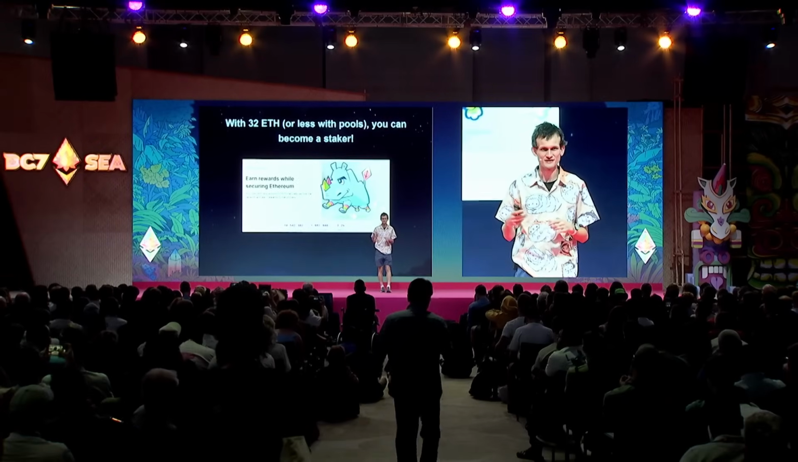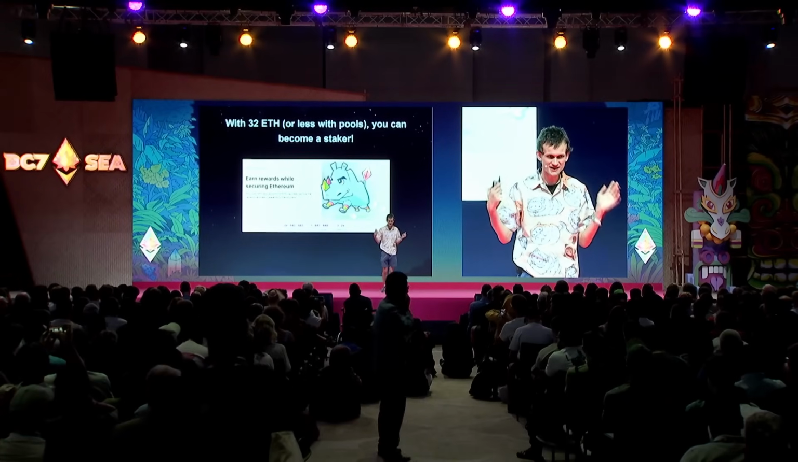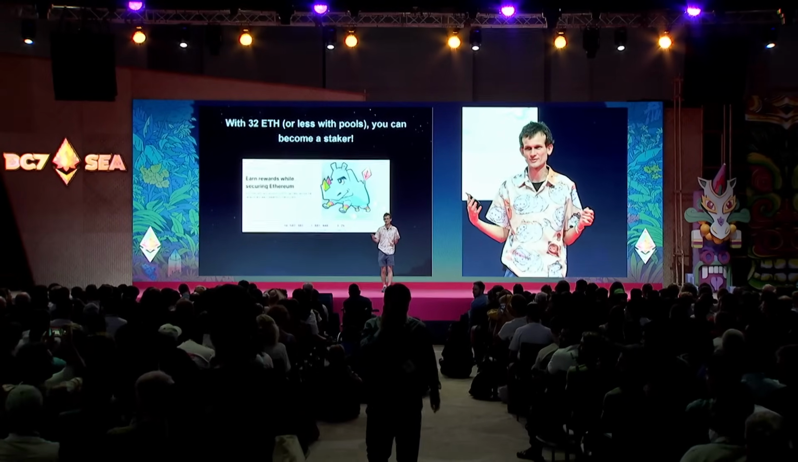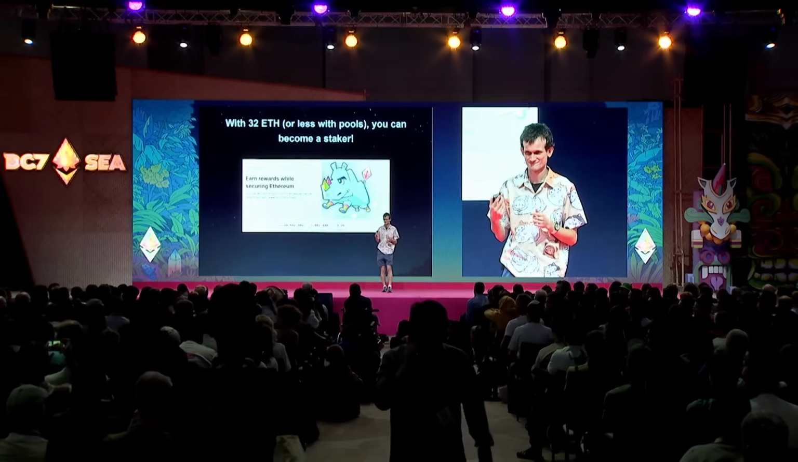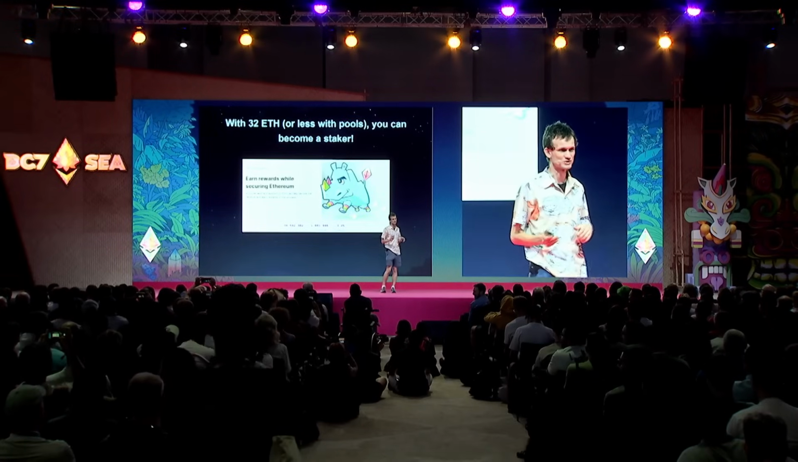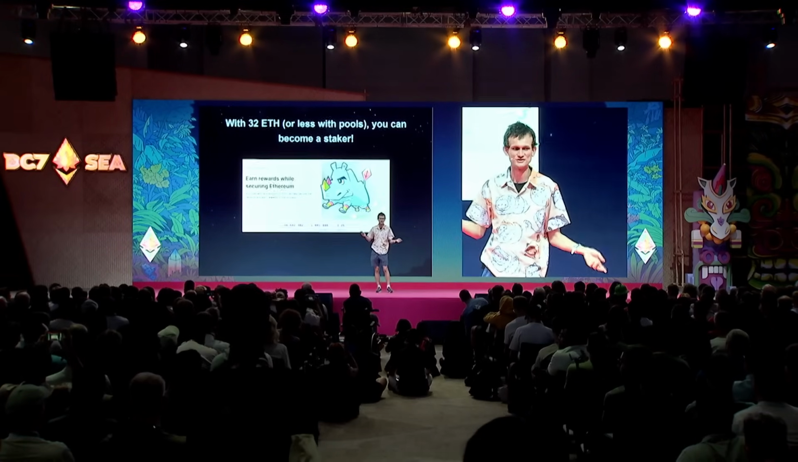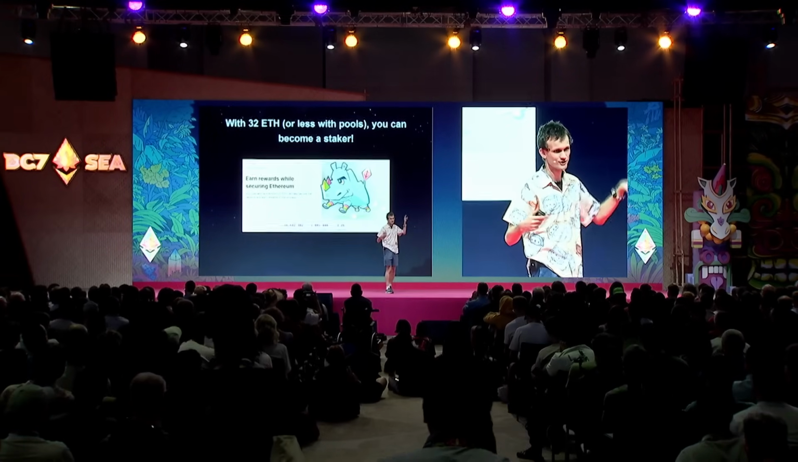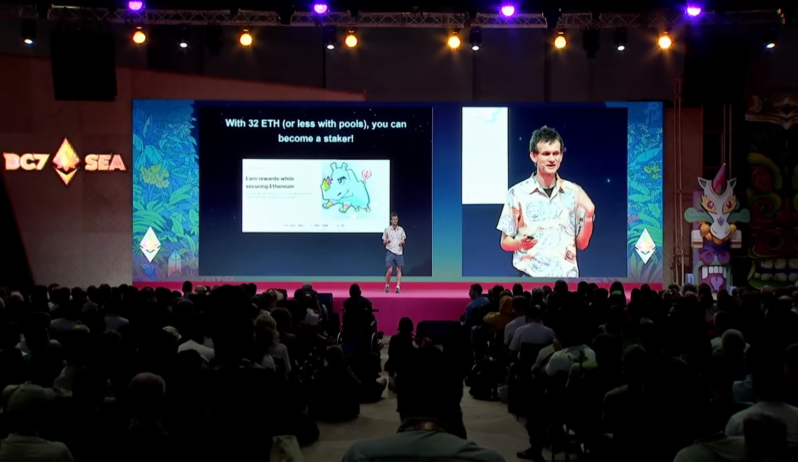With 32 ETH, or with less than 32 ETH if you join a pool, there's more and more really interesting pool options that are appearing. There's even things like squad staking, there's options around basically creating smaller pools with your friends. There's different pools that follow all kinds of different rules. And so there's lots of different ways for you to become a staker.